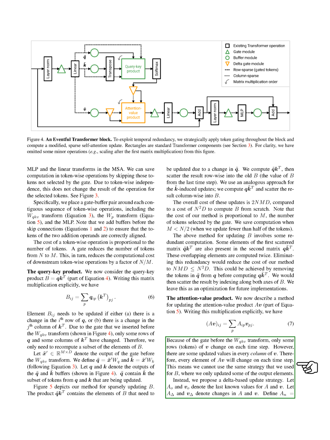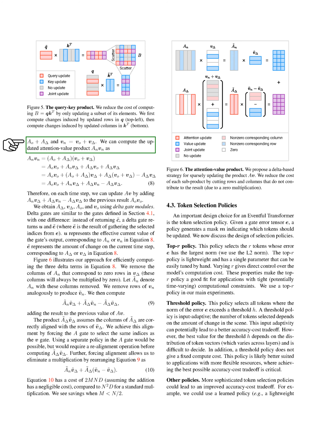We define A_n and V_n as the new values for A and V, and A_delta and V_delta as the changes in A and V. On each time step, we can update AV by adding A_n V_delta, plus A_delta V_n, minus A_delta V_delta, to the previous result A_o V_o. We obtain A_delta, V_delta, A_o, and V_o using delta gate modules.